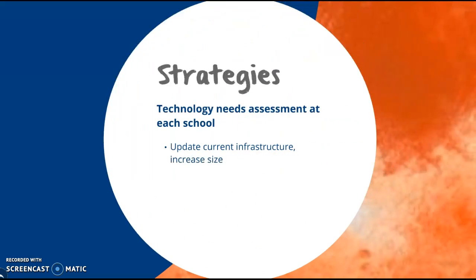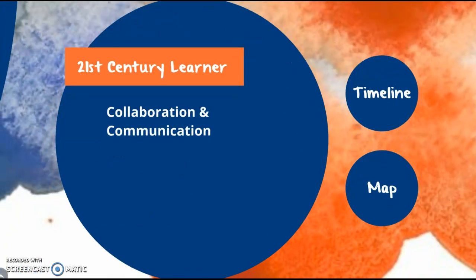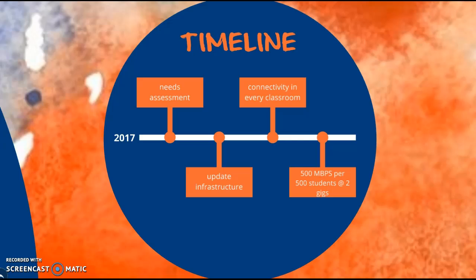Strategies in order to complete this task: first thing we'll do is create a needs assessment at each school. Based on the needs assessment, we'll update current infrastructure to increase the size. The 21st century learner will use these tools for collaboration and communication. The timeline set for these specific events will be: first, create a needs assessment, update the infrastructure, increase the connectivity in every classroom, and by the year 2020, we expect to have 500 megabytes per 500 students at 2 gigs.